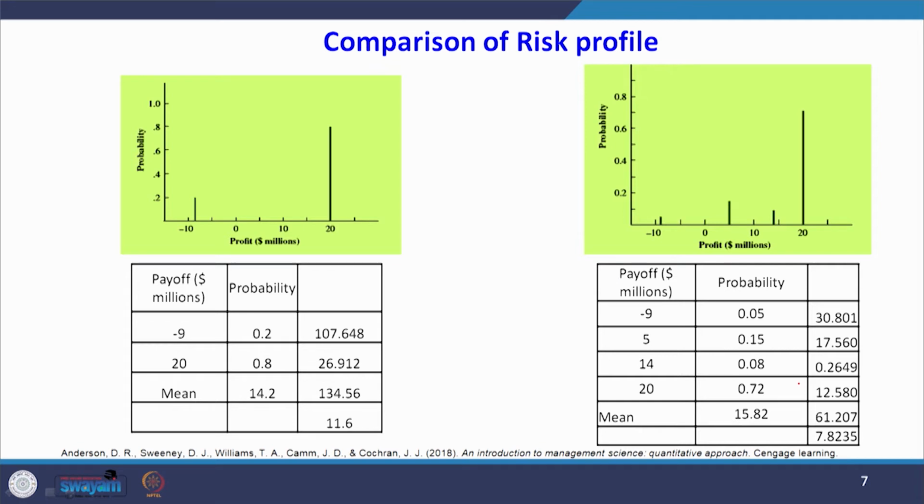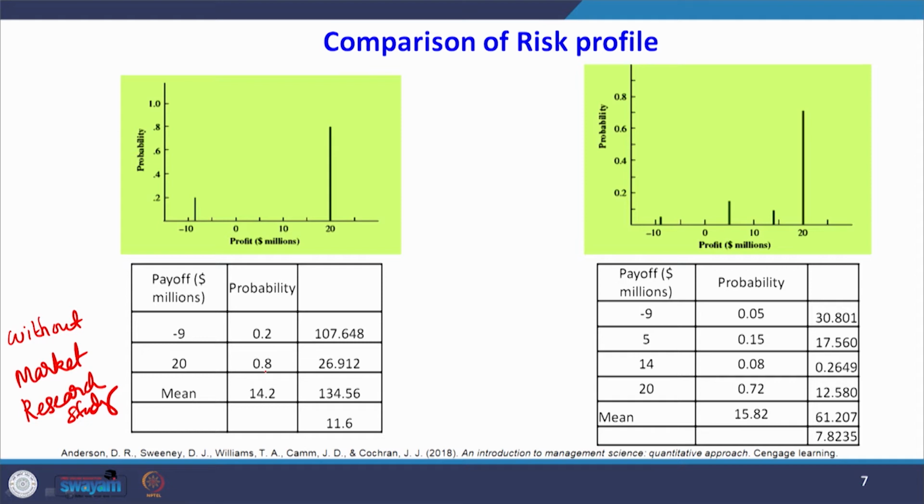Now, we can see the comparison of the risk profiles. What is this comparison? The left side picture shows the risk of making the decision without a sample, that is, without a market research study. So, the left hand side is without the market research study. What are the payoff and corresponding probability? Minus 9 with 0.2, and 20 with 0.8.